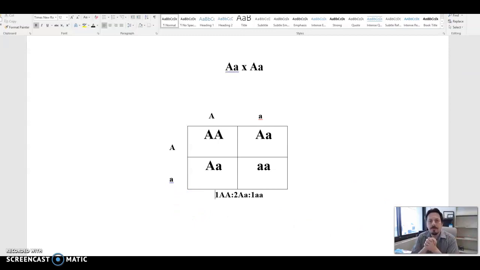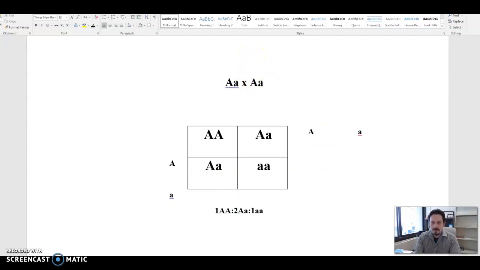Okay, we did that Punnett square. From the Punnett squares, we can find out the ratios or the chance that the offspring are going to have certain genotypes and phenotypes. So we'll do one more example, but this time we're going to bring phenotypes into it.